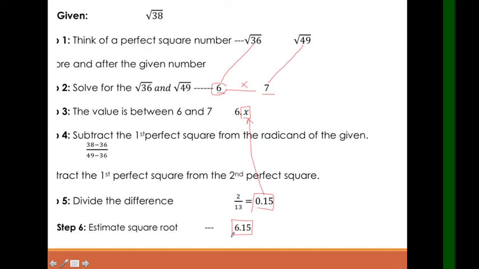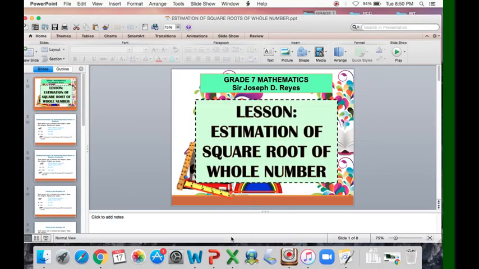Kung sasagutin natin siya, using our calculator, ang possible na makukuha natin sa square root of 38 ay 6.16. So, siya yung pinakamalapit. Okay, 6.15. At kung gagamit ka ng calculator, it is 6.16. So, that's all about our topic for estimation of square root of whole number. With that, thank you very much for listening.